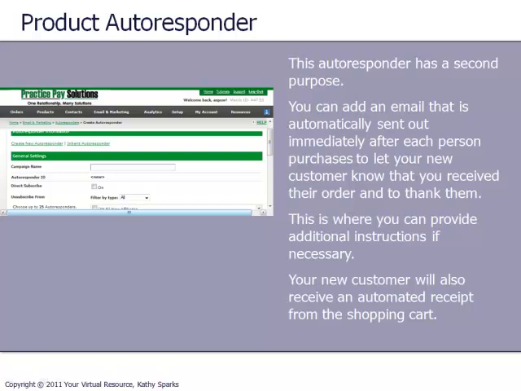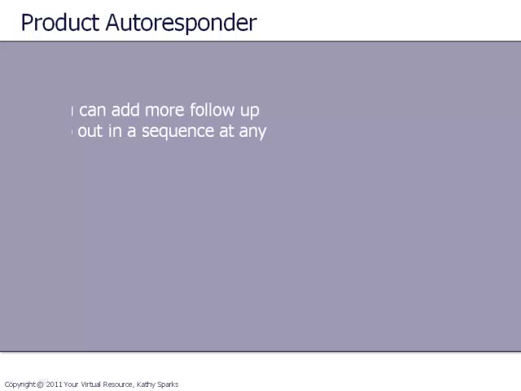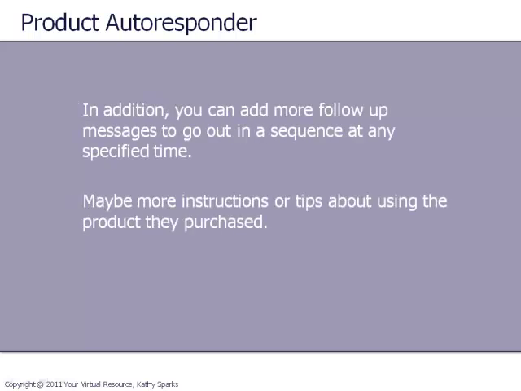In addition, you can add more follow-up messages to go out in a sequence at any specified time. Maybe you need to send more instructions, or maybe you need to send more tips about using the product that they just purchased. So you just tack on additional emails, tell the autoresponder program when you want the email to be sent out, and it's automatically sent out.